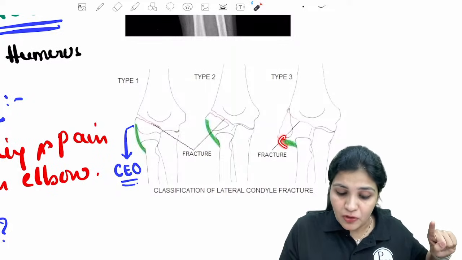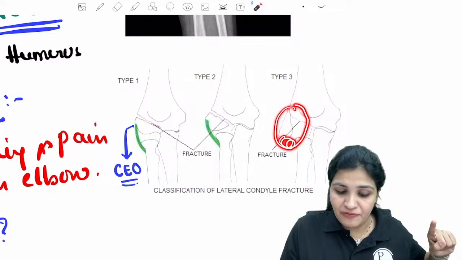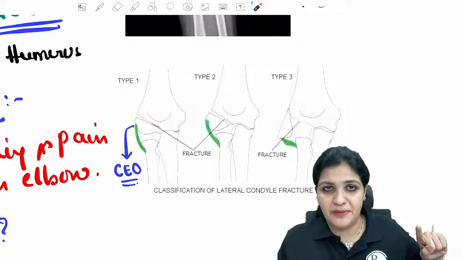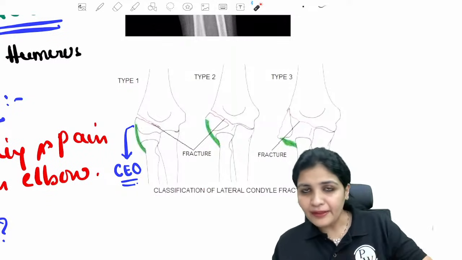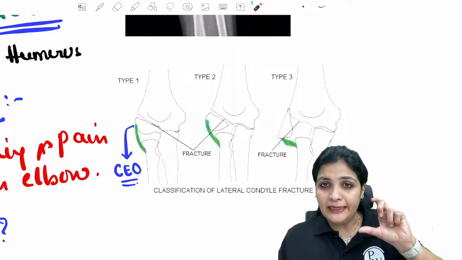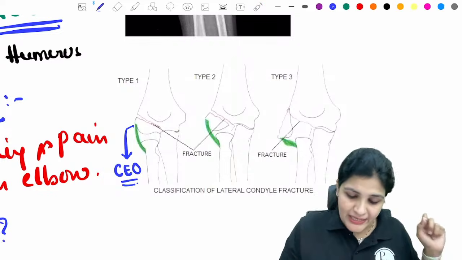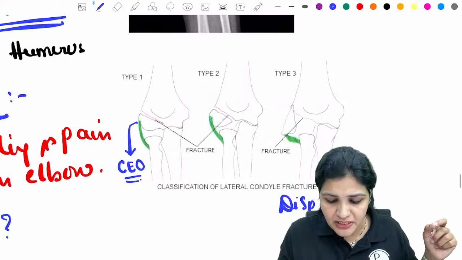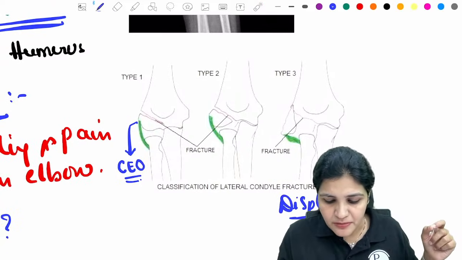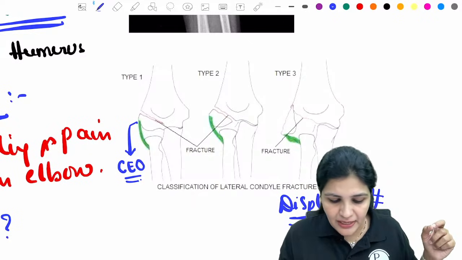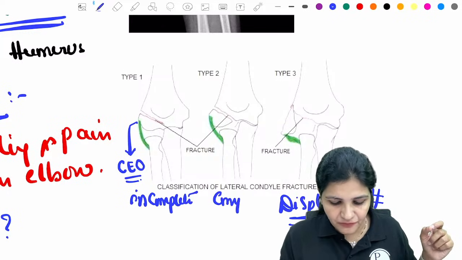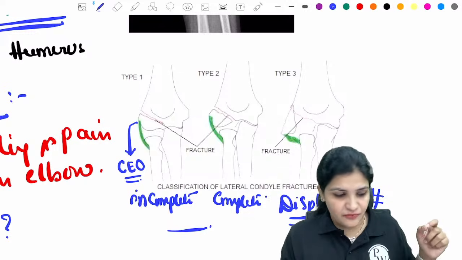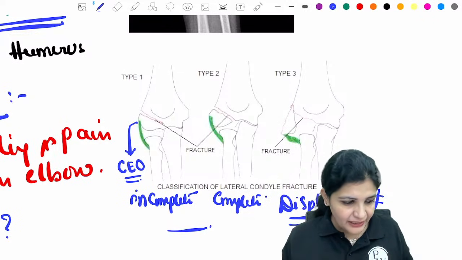In type 3, because of this pull, the fracture fragment is completely displaced, right? So it is an incomplete fracture, then a complete fracture, and then this is completely displaced. Yesterday we learned so much about displacement, so this is about your displaced fracture. This is an incomplete fracture, this is a complete fracture. This is a normal classification for the lateral condyle, right?